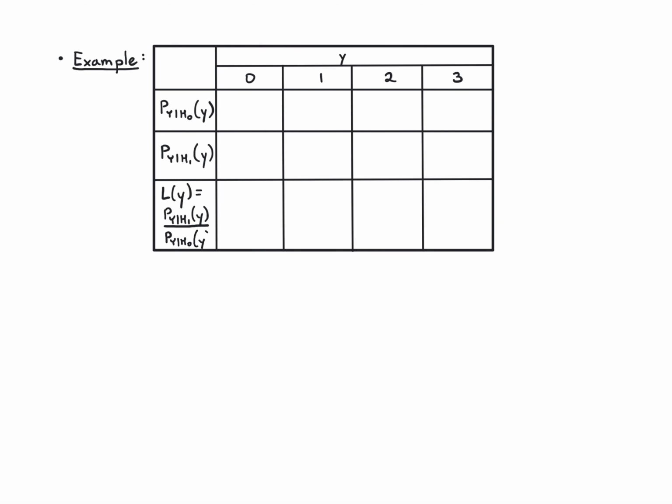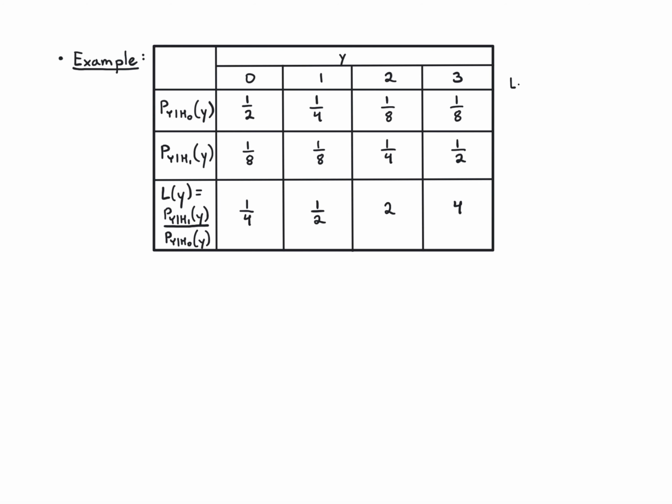Let's go entry by entry. I'm going to have a half, a fourth, an eighth, and an eighth. You can check that adds up to 1. And then an eighth, a fourth, and a half. So very simple conditional PMFs. Their likelihood ratios are a fourth, a half, 2, and 4. You can just check that out. So this is what we're working with.